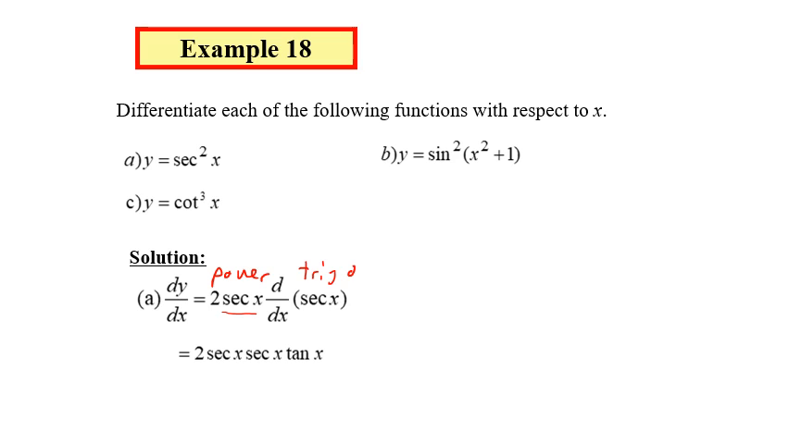So the answer would be, the derivative of secant is secant tangent. We already have secant from differentiating the power, and then from trigo we have secant tangent. So secant and secant here, we can simplify, and then we get secant squared. So the final answer would be 2 secant squared x tangent x. Okay, next for question B.